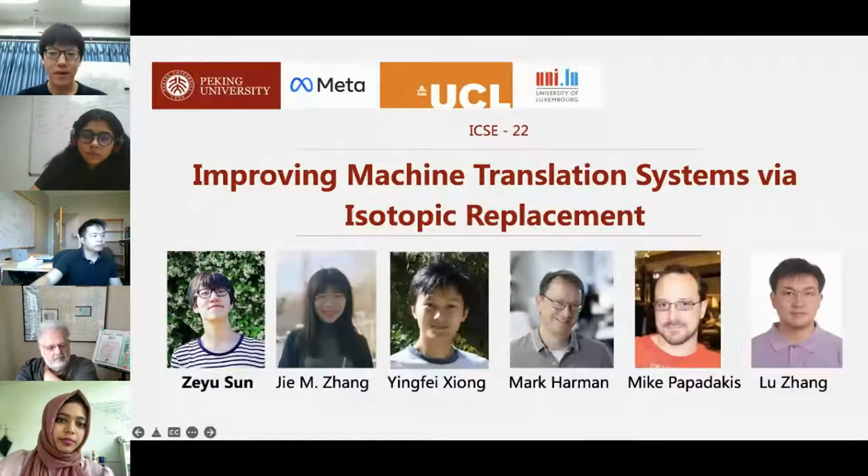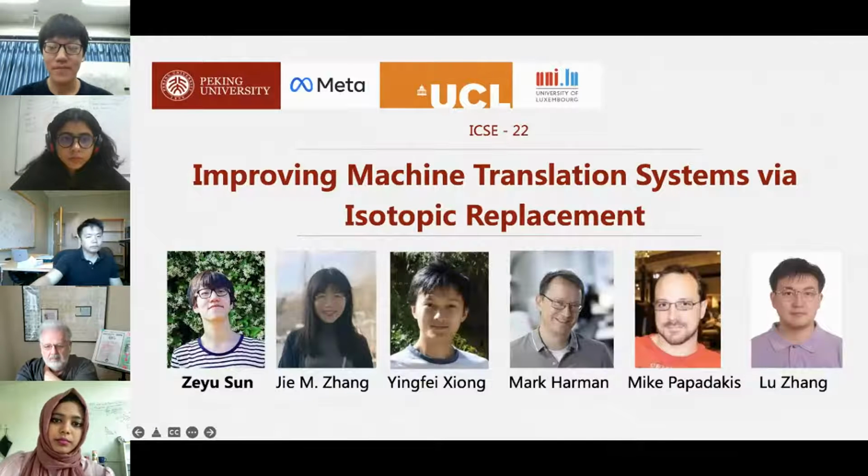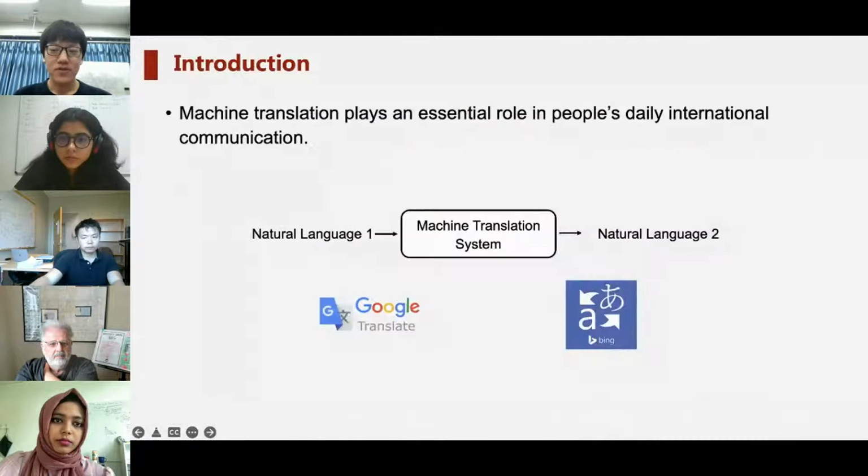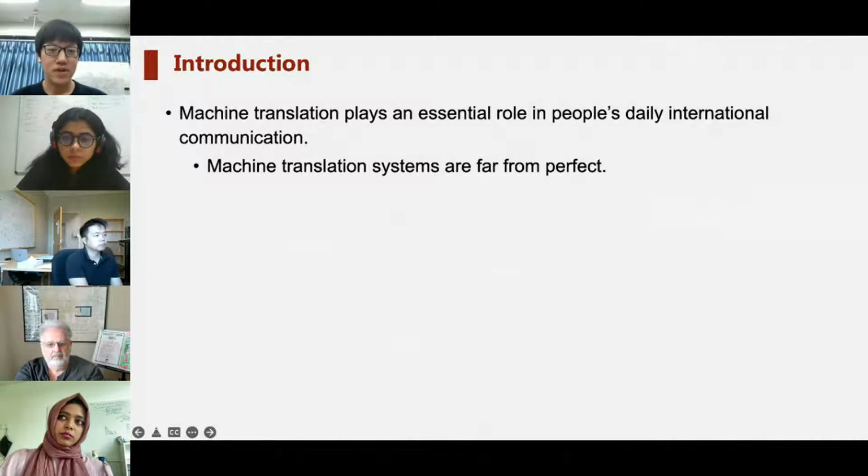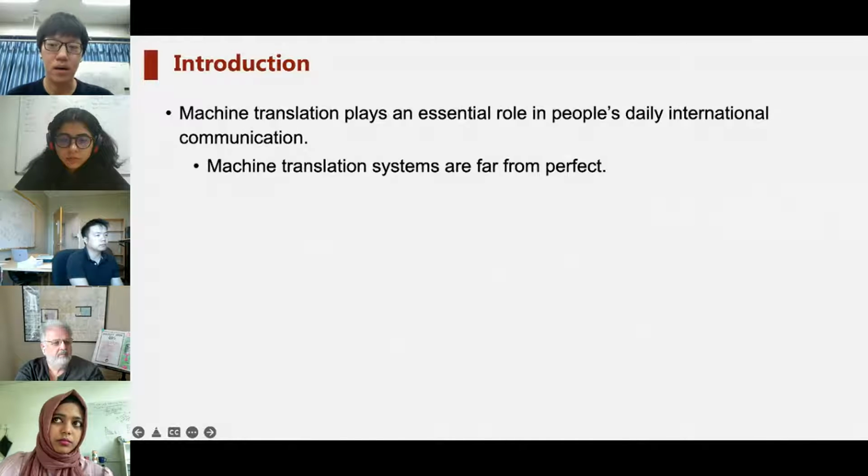I'm Zeyu Sun from Peking University. This is our paper, Improving Machine Translation Systems via Isotopic Replacement. Machine translation is able to translate between thousands of pairs of languages effectively in real time. Tools such as Google Translate and Bing Translator are widely used in people's daily life. Such machine translation systems are not perfect, and the bugs that users experience have a different character from those in traditional non-machine learning-based software systems.